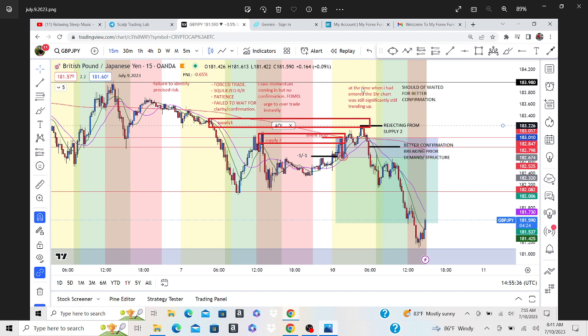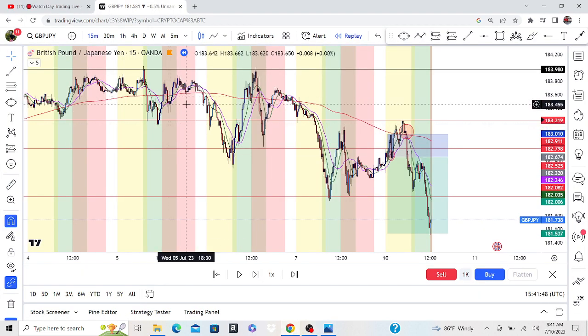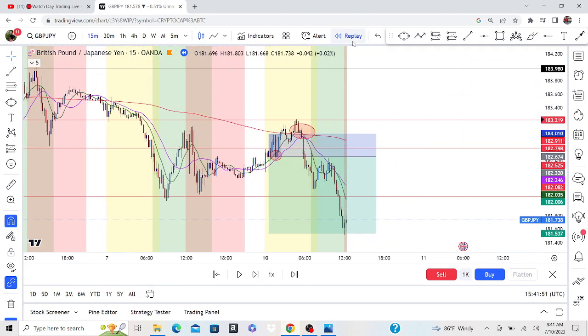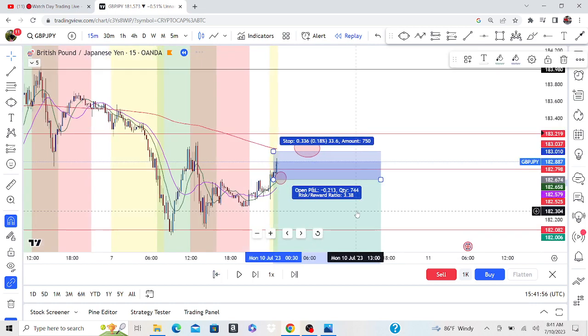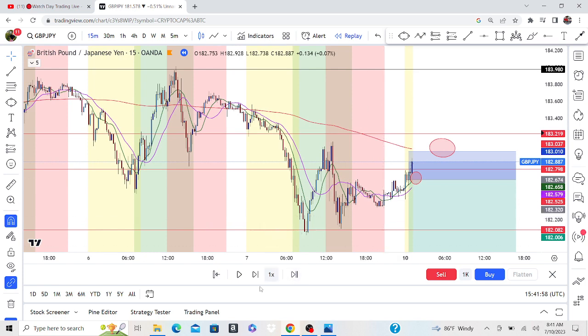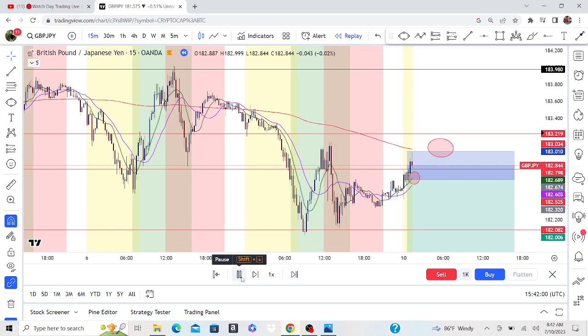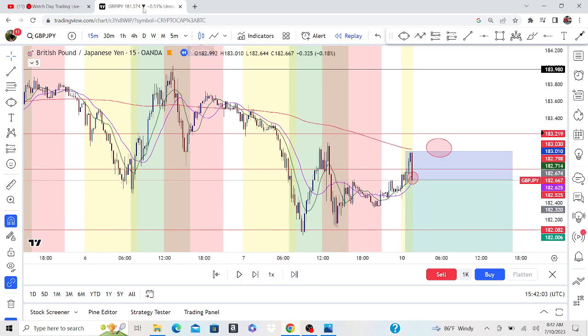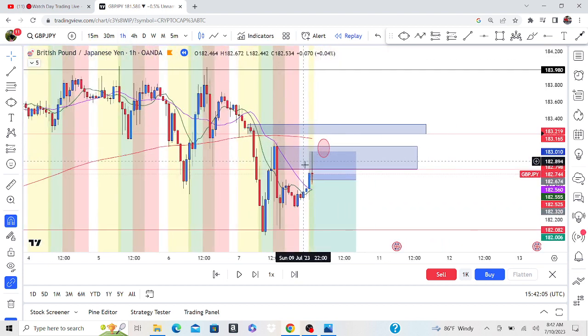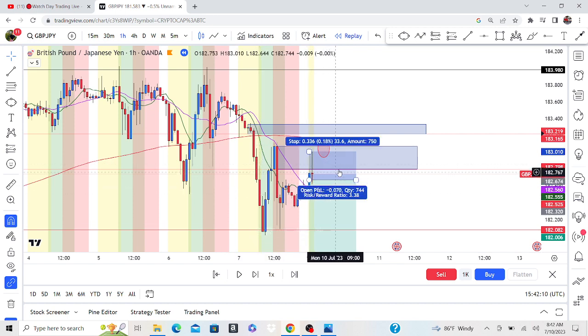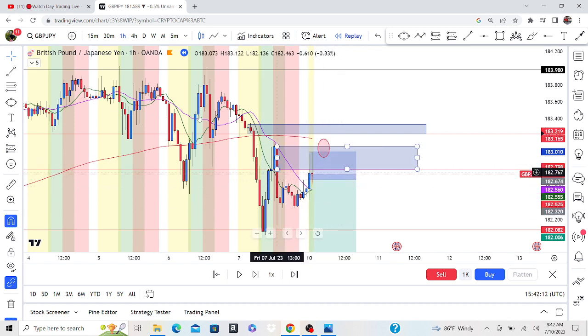Right here, at the time when I had entered, the 1 hour chart was still significantly trending up. Let's pull that up so I can show you guys what I mean by that. So it's right around here, right? This is a 15-minute chart, and you get the confirmation right here. But like I said, the 1 hour is still trending up, right? I want real confirmation. We move on.